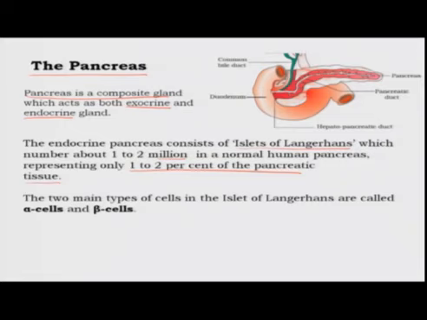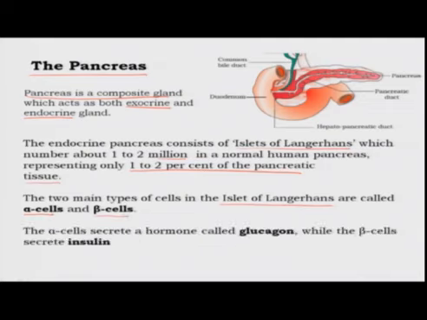So, there are two kinds of cells within these islets of Langerhans. They are called alpha cells and beta cells. And what are their functions? The alpha cells will secrete a hormone called glucagon, while the beta cells will secrete a hormone called insulin.